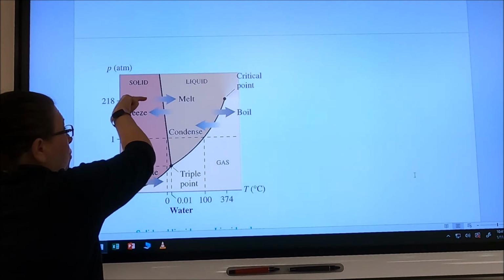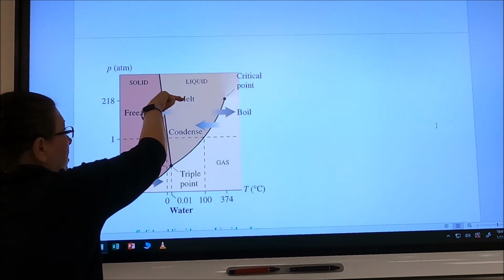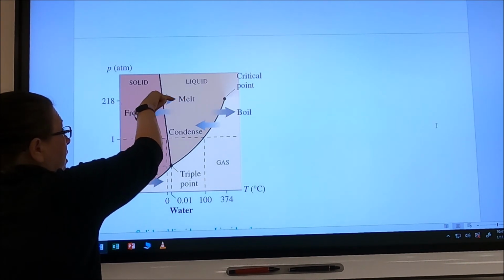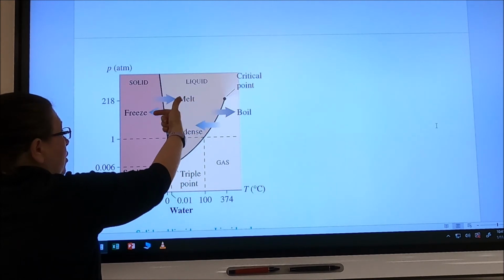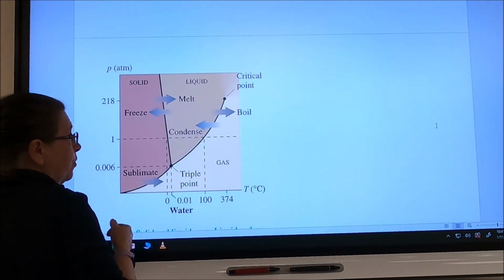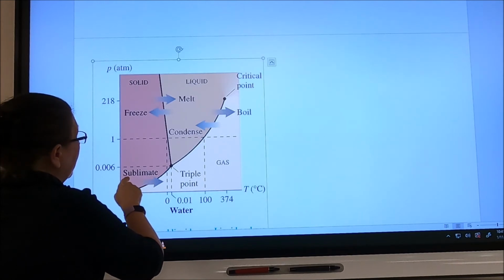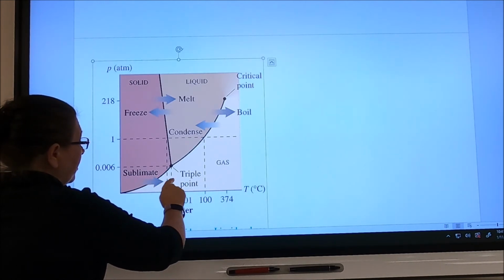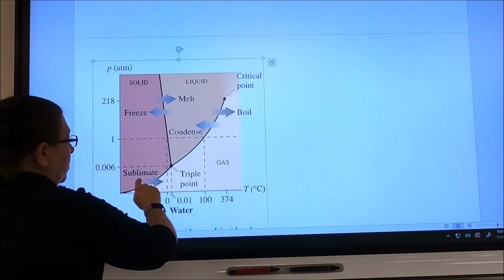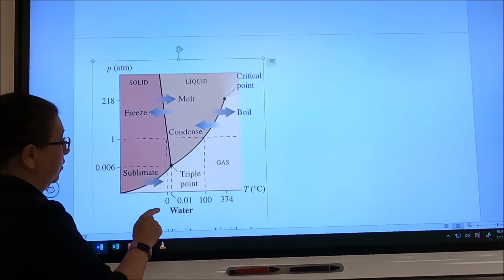Okay? Along this line is the solid-liquid equilibrium. So if I were to add heat in, increase the temperature, adding in energy, we'd see melting. If I decrease the temperature, I'd see freezing. Now notice down in here, if I increase the temperature, I don't go into the liquid phase, I go into the gas phase.